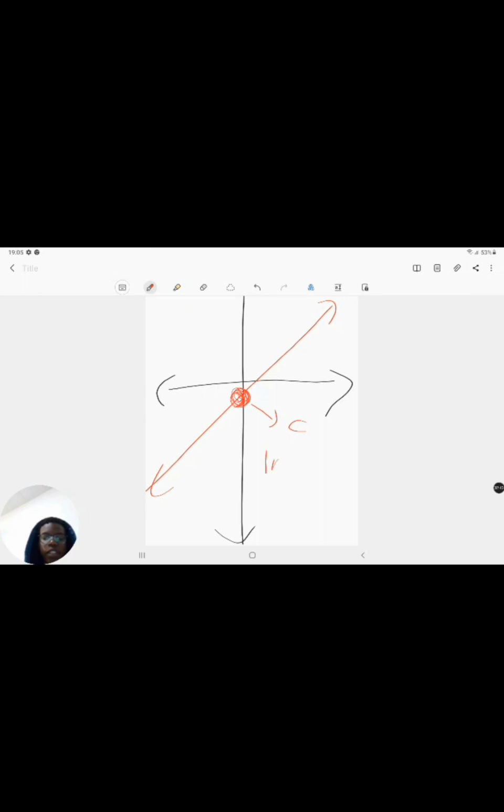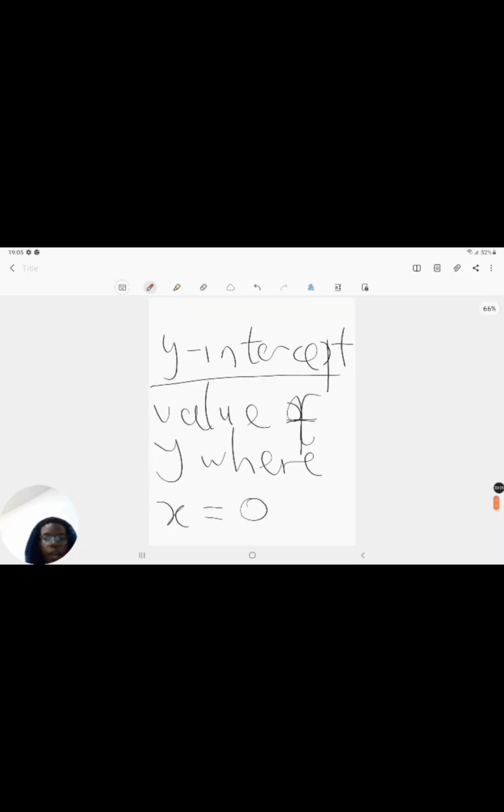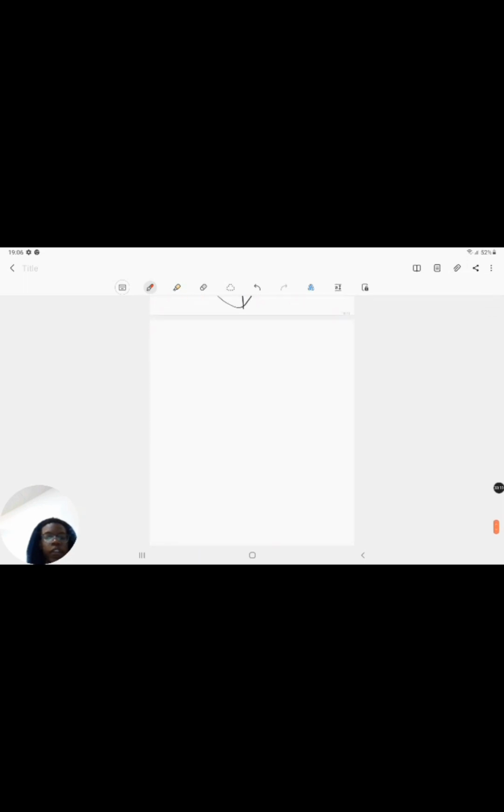And at the same time, this is your y-intercept for a straight line, right? It's your y-intercept, meaning that these are the different values of x, but at that point, x is equal to 0. And this is why up here I said your y-intercept is your value of y where x is equal to 0. Okay, so you go on and you solve.